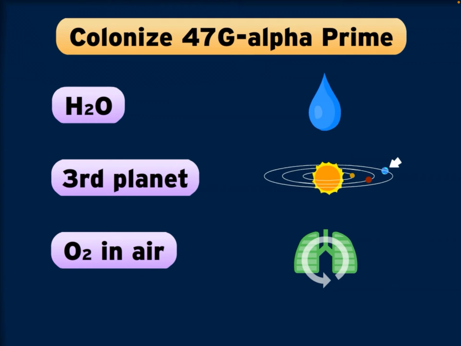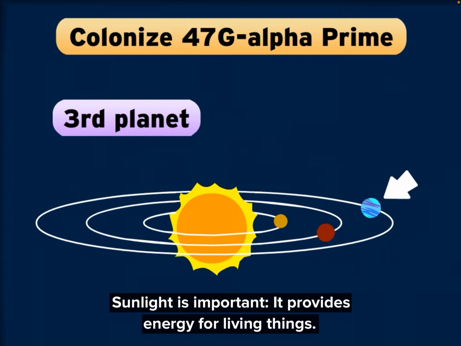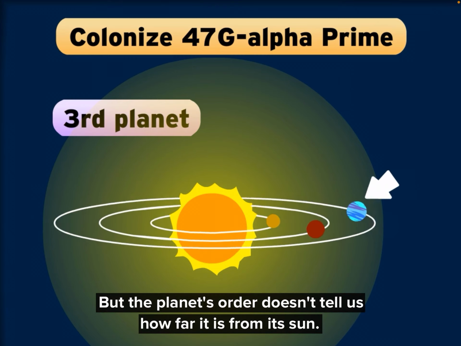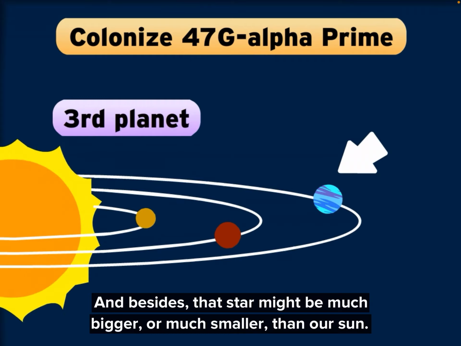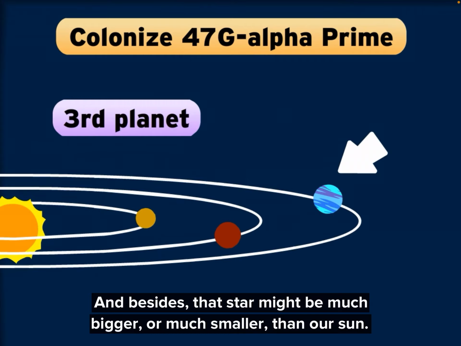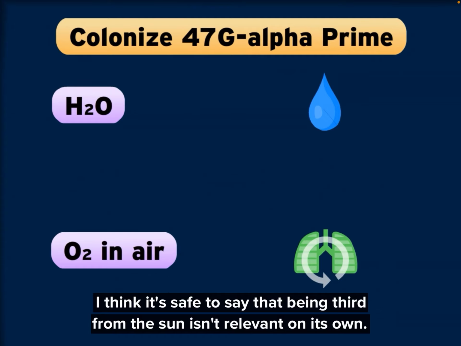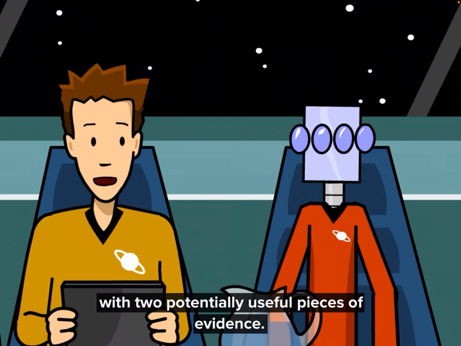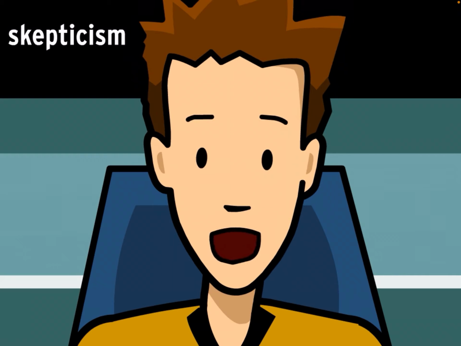Now what about this one? Does it matter if 47G Alpha Prime is the third planet from the sun? Sunlight is important. It provides energy for living things. But that's not how the planet's order works. It doesn't tell us how far it is from its sun. Besides, that star might be much bigger or much smaller than our sun. It's safe to say that being third from the sun isn't relevant on its own. Yep, we're still left with two potentially useful pieces of evidence. But we have to examine the reasoning behind each one with skepticism or doubt.